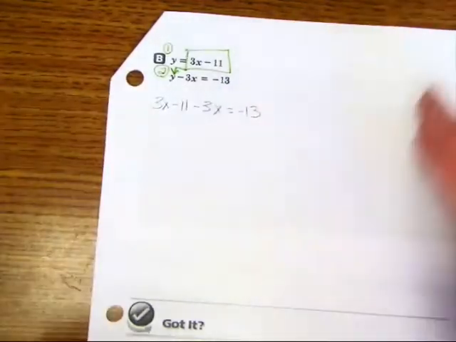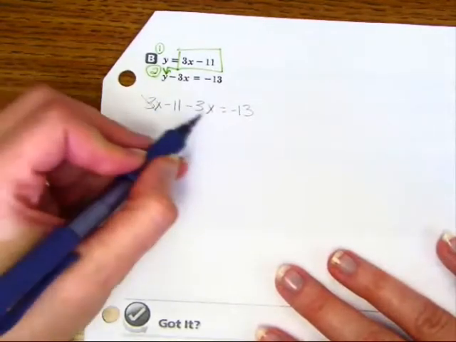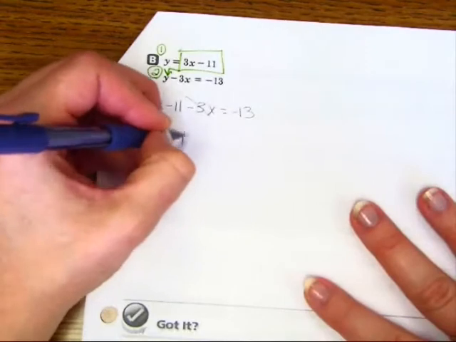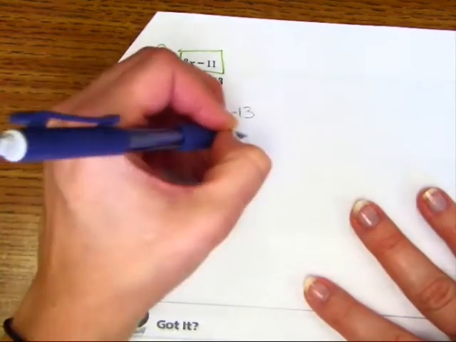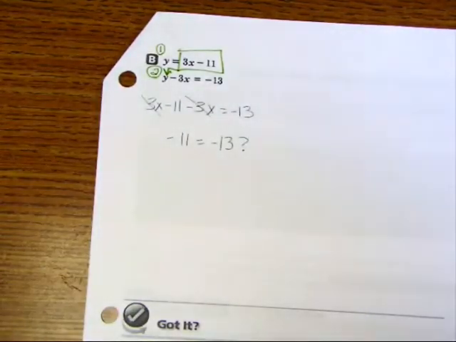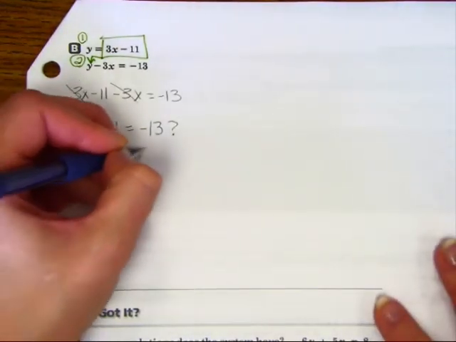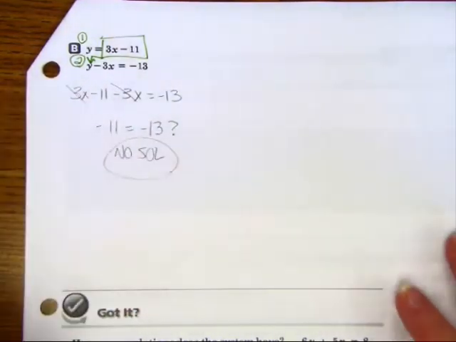And that came from the second equation. Notice again how the 3x's cancel each other out when you go to solve, and you get negative 11 equals negative 13. Now, tell me how true that is, guys. Does negative 11 equal negative 13? No way, right? That means there are no solutions, because negative 11 is not negative 13.